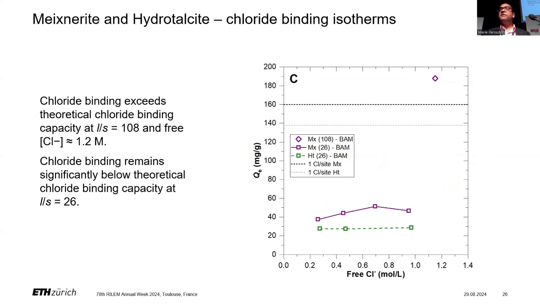And in the case of meixnerite and hydrotalcites, chloride binding far exceeded its theoretical binding capacity when we look at meixnerite with a 108 liquid to solid ratio. Of course, we had trouble making some of these synthetic phases, or the amounts we could make. So we were restricted by the number of experiments we could do there. But when we look at liquid-solid ratios of 26, these chloride binding capacities are way, way below the theoretical chloride binding capacity.